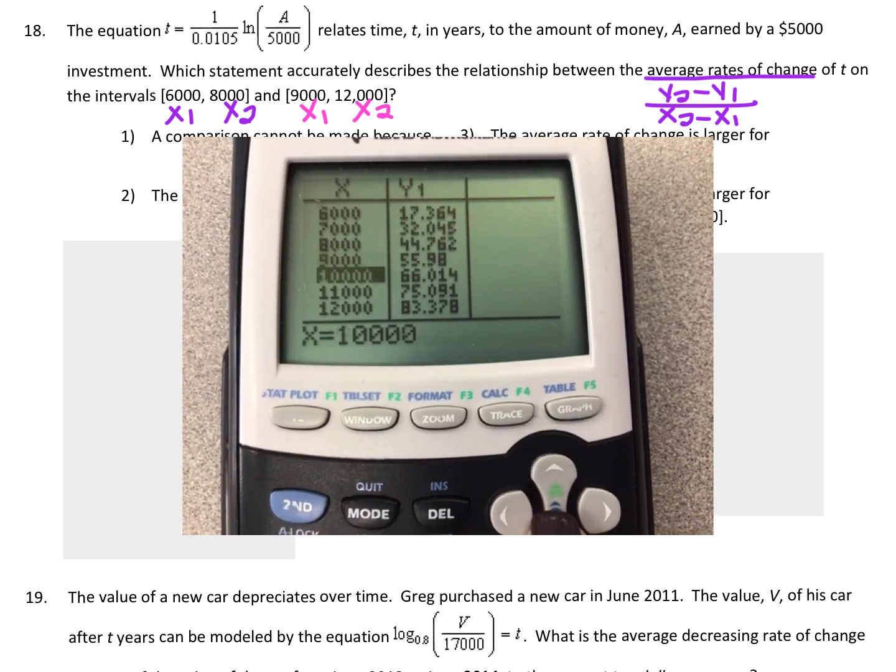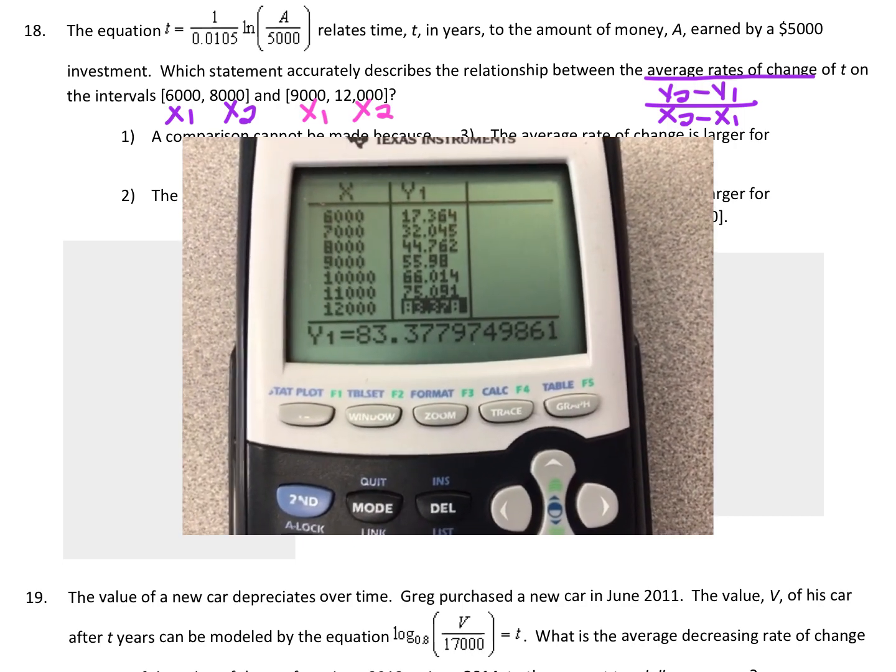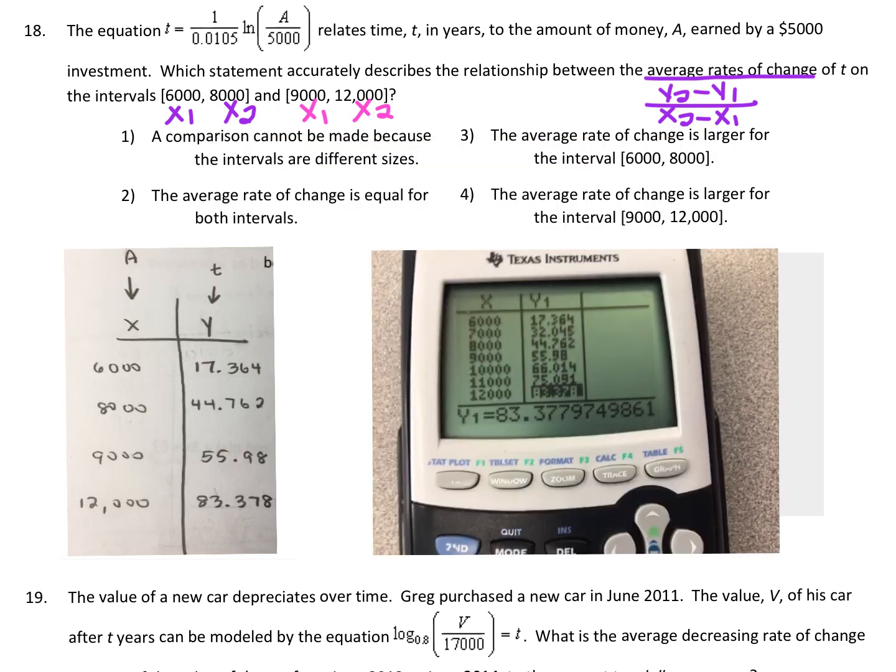And then I'm also going to need this x value of 12,000 with its corresponding y value. Okay, so what I did was I just wrote down here the important x and y values I'm going to need, right? We're doing it from 6,000 to 8,000 in the first interval, and then from 9,000 to 12,000 in the second interval. And these are the y values that correspond.